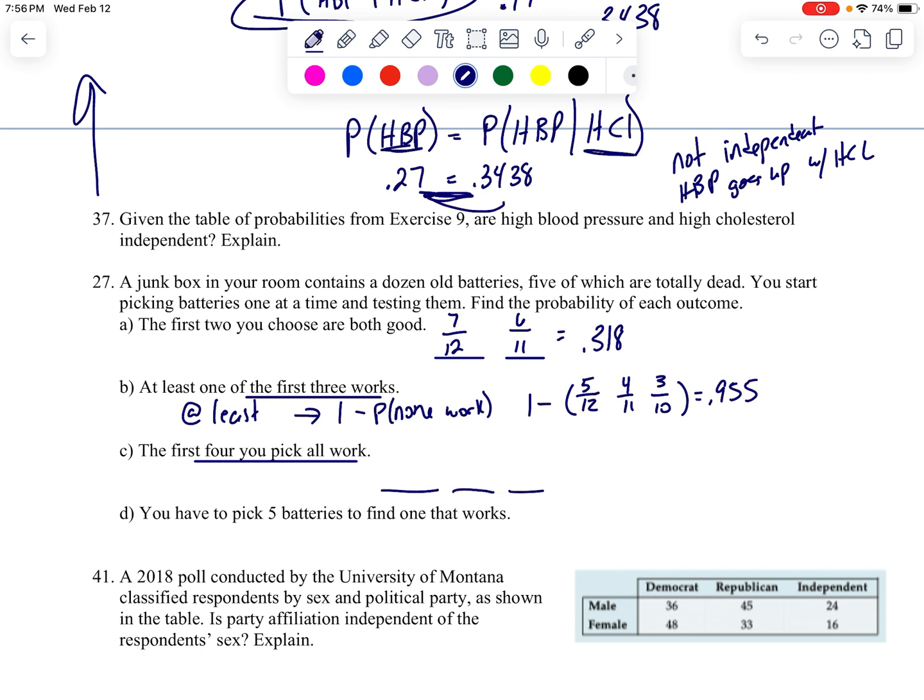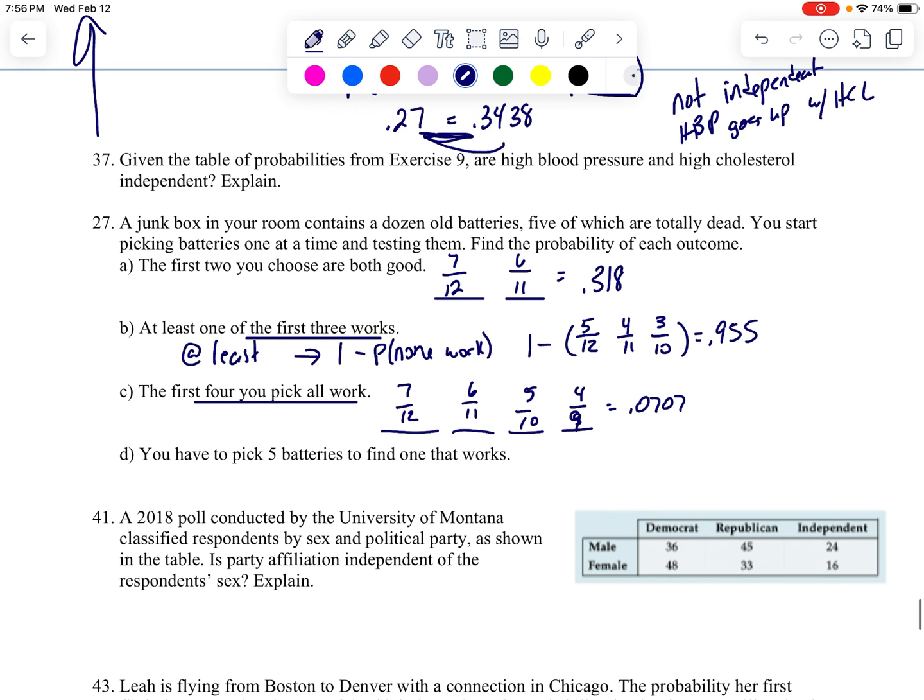The first 4 all work. And if that was true, then we probably should go buy a lottery ticket. But anyway, there's our first 4. They work. So 7 out of 12, but then it's going to be 6 out of 11, and then 5 out of 10, and then 4 out of 9. Okay? And we have to multiply all that together, and we're going to get 0.0707. So the slide's possible, but not very often.